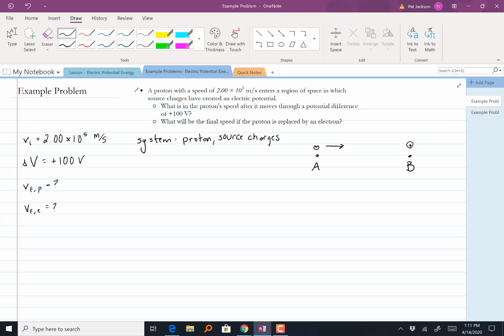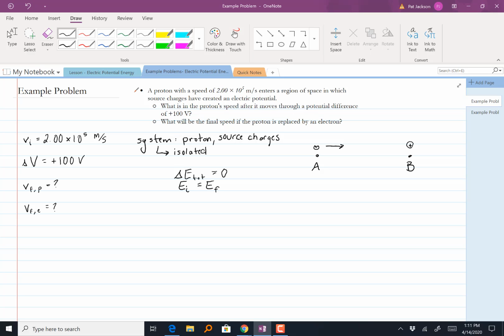So all of those source charges exerting forces on my proton are going to be internal to the system. With this being true, my system is isolated, and so the conservation of energy applies. So I can say that the change to my total energy in my system is equal to 0, which is the same as saying that the initial total energy is equal to the final total energy. We just need to ask ourselves what types of energies are in the initial state and what types of energies are in the final state.